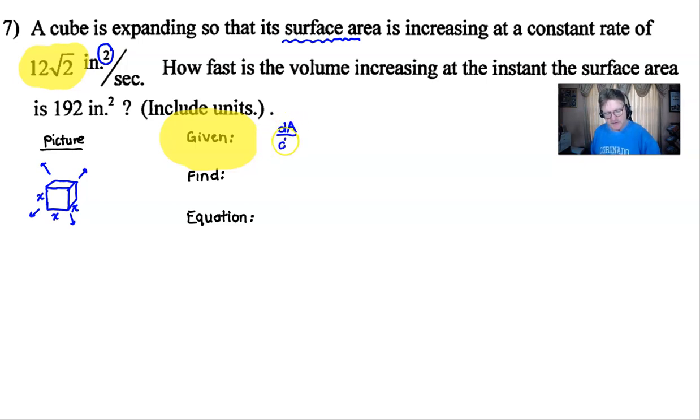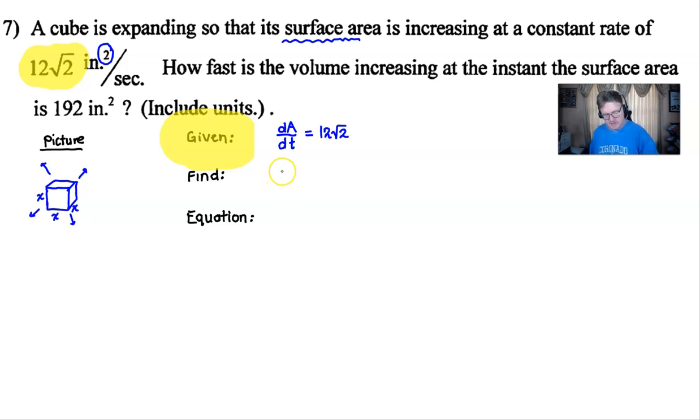And so the derivative of the surface area A with respect to time is going to be this 12 times the square root of 2. And so we'll kind of file that away, and we keep reading, and it asks for us to figure out how fast is the volume increasing.